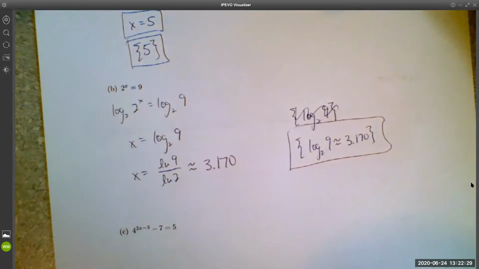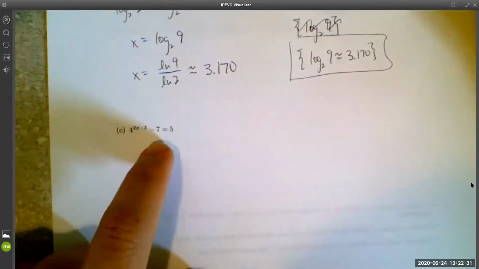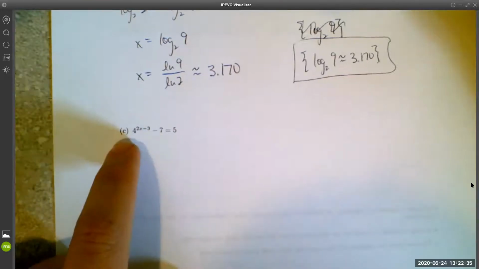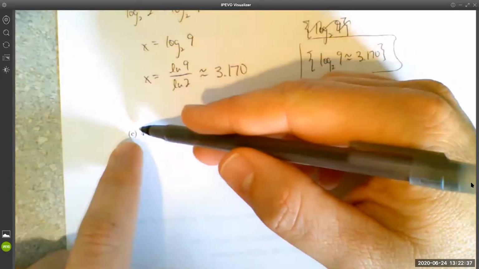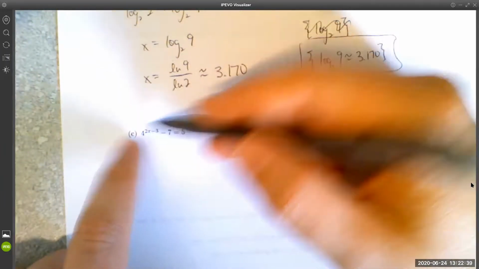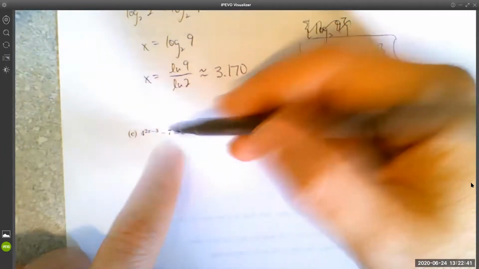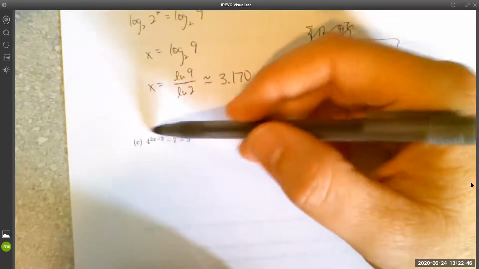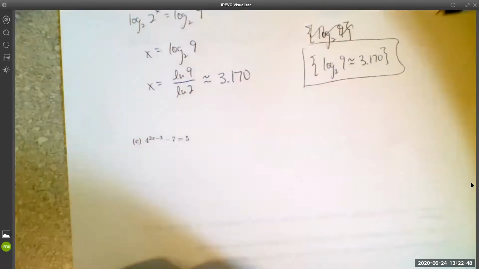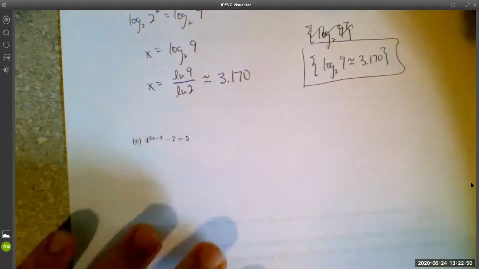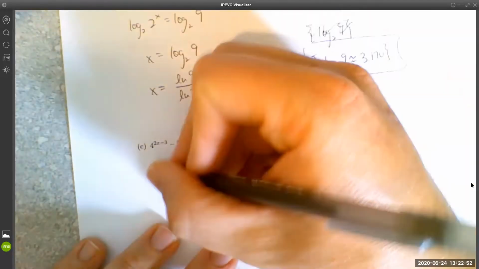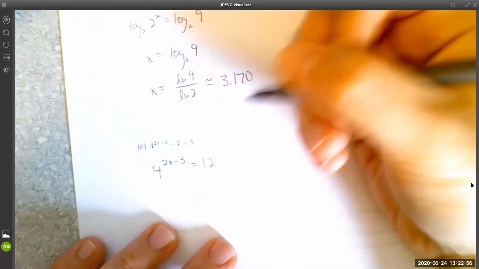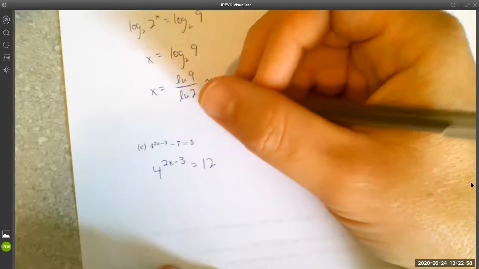Okay, let's do part C. Now in part C, we have to do some isolating first. We can't just take log base 4 now, because if we take log base 4 now, we're not going to be able to distribute it to the -7, right? So if our goal is to get this exponent down, then we need to first isolate the exponential term, and then we can take log base 4 of both sides. So I'm going to add 7 over to the other side. Then I'm going to take log base 4.